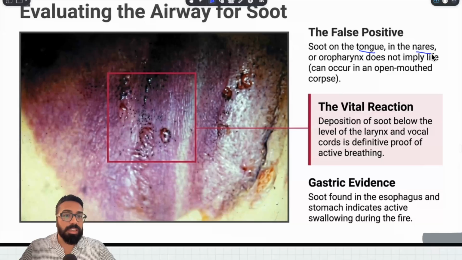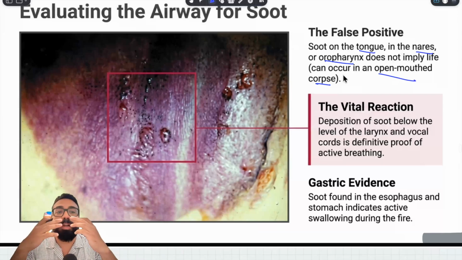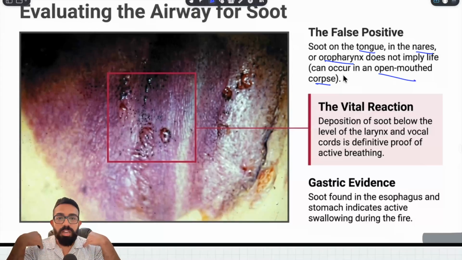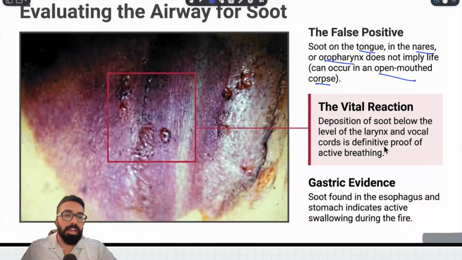So always remember this. If there is soot particle in the tongue, in the nares, in the oropharynx, this does not mean that the person was respiring, he was alive during fire. It could be that the person was already dead and the mouth was open. So because the mouth of the dead body was open, the soot particles can accumulate on the nares, on the tongue, on the oropharynx. So don't put too much emphasis on soot particles above the level of vocal cord. If the soot particles are present below the level of vocal cord, only then there is active and definitive proof of active breathing.